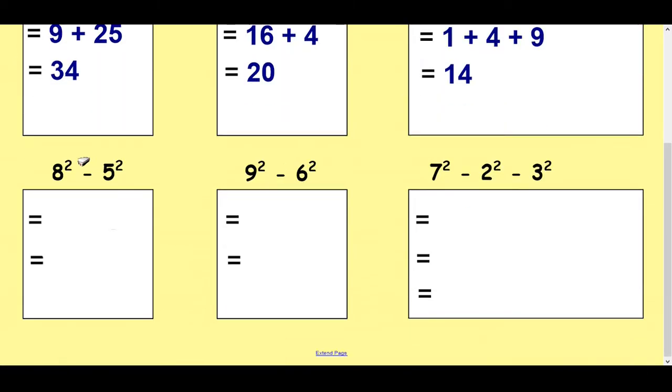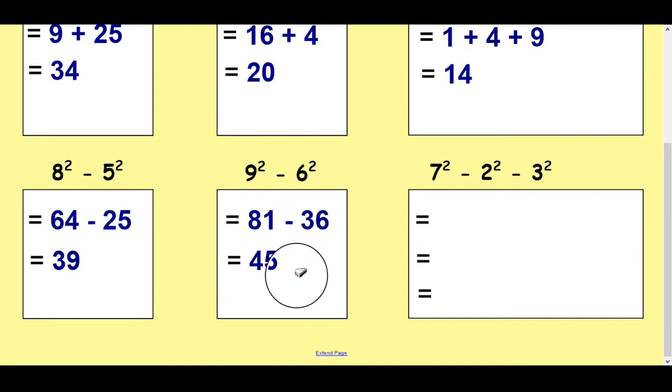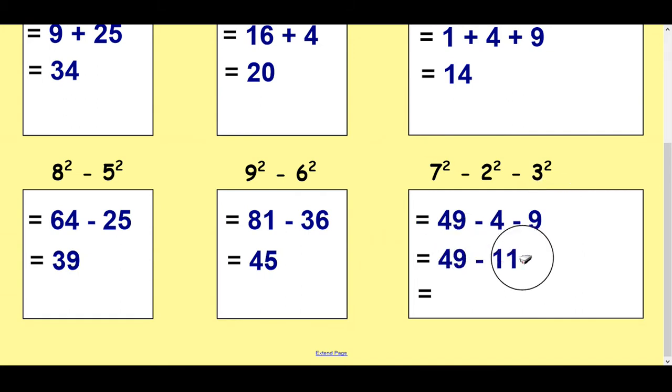You can also do takeaways with squares. 8 squared, 64, minus 5 squared, 25, take them away, 39. Again, 9 squared, 81, take away 6 squared, 36, get your answer. 7 squared, 49, minus 2 squared, 4, minus 3 squared, 9, and then that's like 49 take away 11, which is 38.